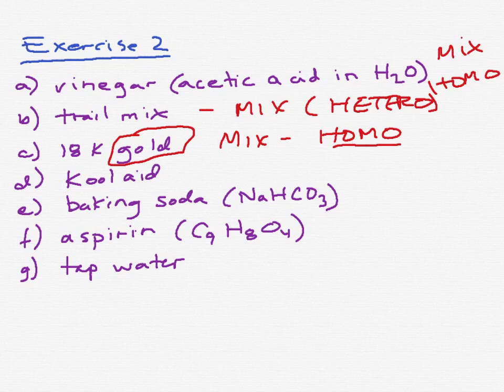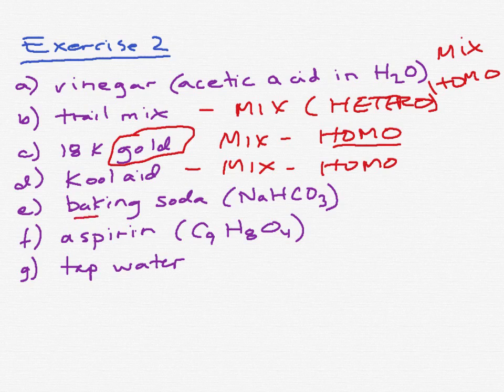Kool-Aid. In my house, we made a lot of Kool-Aid when we were kids. Kool-Aid typically contains sugar, water, and a whole bunch of food coloring. And it's the same throughout. It's a mixture, and it's also homogeneous.